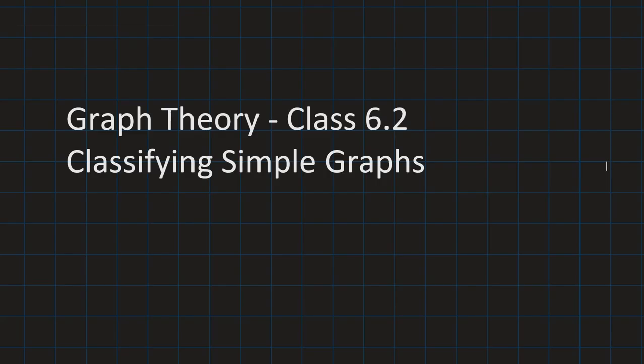Graph Theory Class 6 Video 2. In this video we're going to continue classifying simple graphs with few vertices. In the previous video we classified all simple graphs with 3 vertices, and we realized that there are only 4 such graphs. This time let's look at classifying simple graphs with 4 vertices.